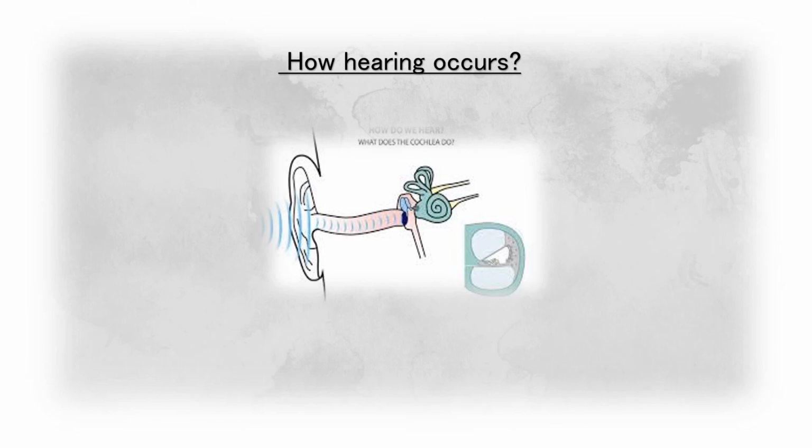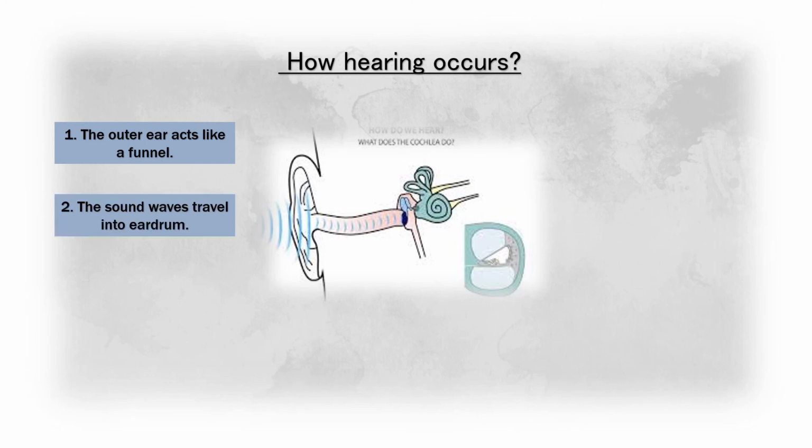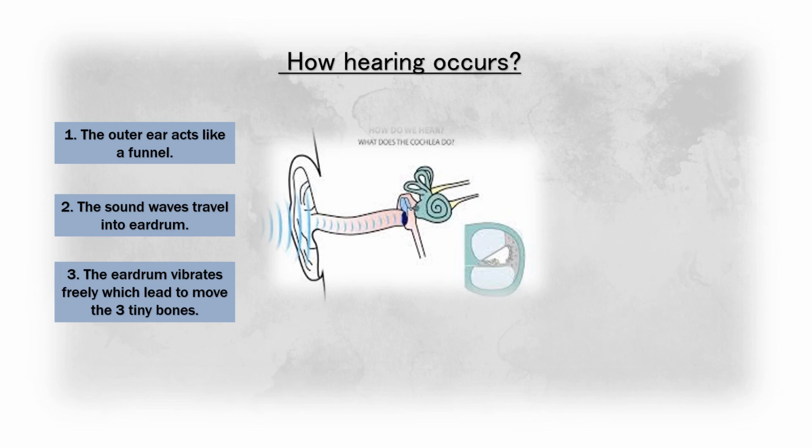Actually, there are several steps that have to happen from the outer ear to the inner ear for a person to hear a sound. The first step is that the outer ear acts like a funnel that sends sounds into your ear canal from the outside world. Then the sound waves travel down the ear canal to your eardrum in the middle ear. After that, sound waves make your eardrum vibrate and move the three tiny bones in your middle ear.